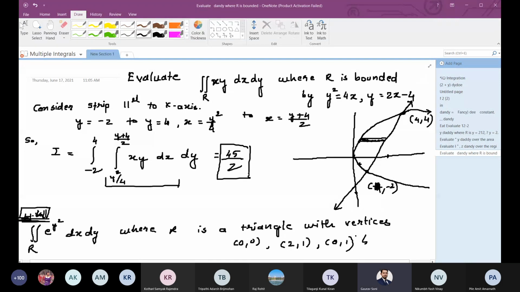Solving an integration once you get the limits is quite easy. And in theory paper, you don't get that opportunity. None of the questions are asked where the limits are provided.